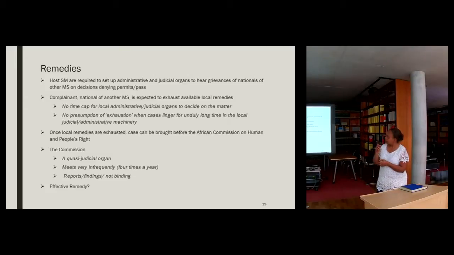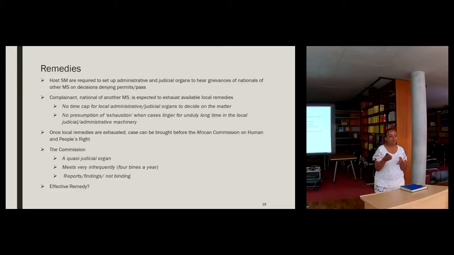And again, once the local remedies are exhausted, the option that I have is to present my case to the African Commission on Human and People's Rights. That commission is a quasi-judicial organ. It meets 4 times within a year. The primary objective of that organ is not adjudication of cases, but of course it also has that mandate. So you can imagine how long it would take to decide cases.